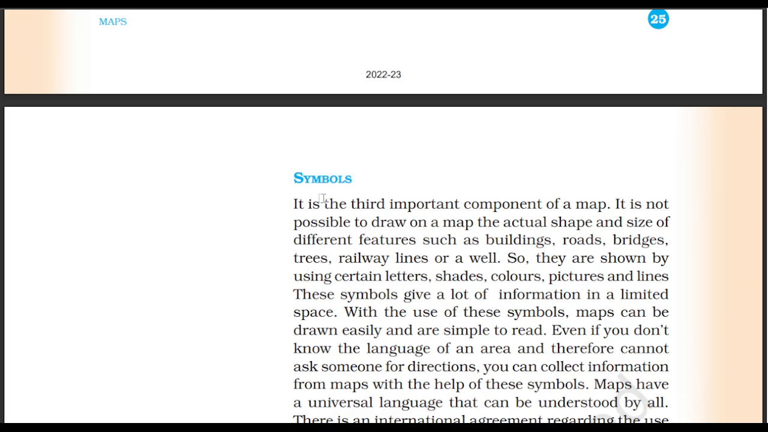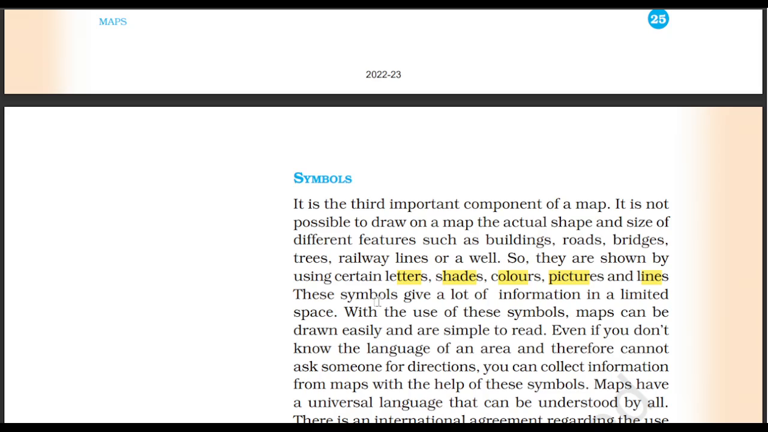Symbol. It is the third important component of the map. It is not possible to draw on a map the actual shape and size of different features such as buildings, roads, bridges, trees, railway lines or wells. So they are shown by using certain letters, shadows, colors, pictures, and lines.